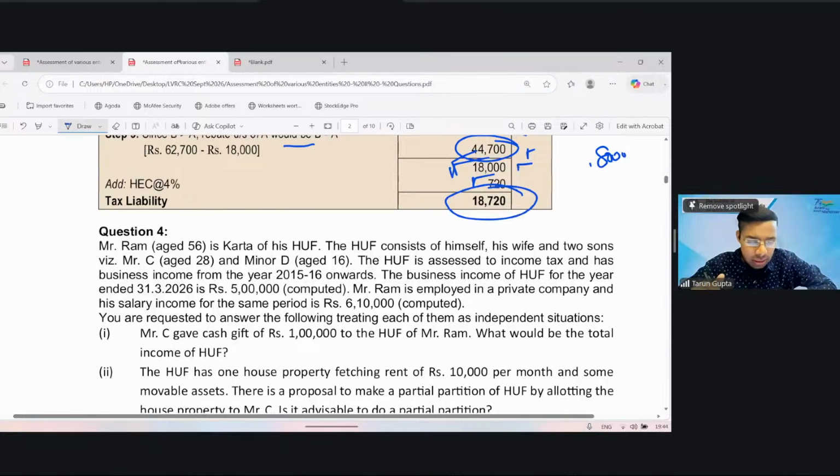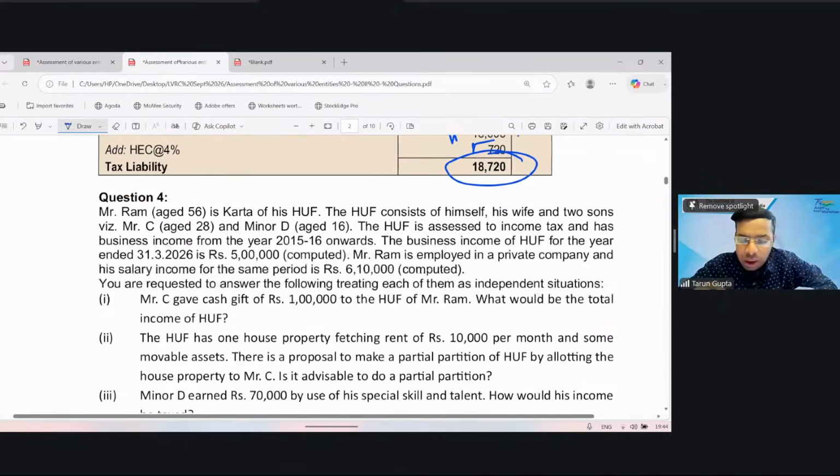Mr. Ram, age 56, is the Karta of his HUF. The HUF consists of himself, his wife, and two sons, Mr. C, age 28 years, and minor D, age 16 years. So the HUF has four members: the Karta, his wife, a major son C and a minor son D. The HUF is assessed to income tax on business income from the year 2015-16, so it is carrying on business and assessed to income tax since long.